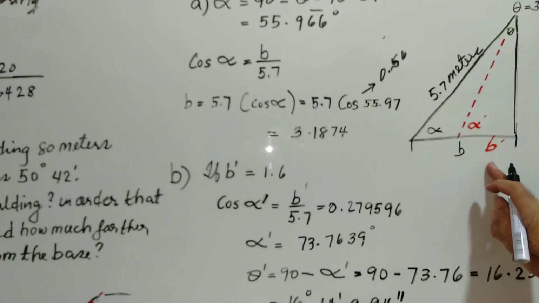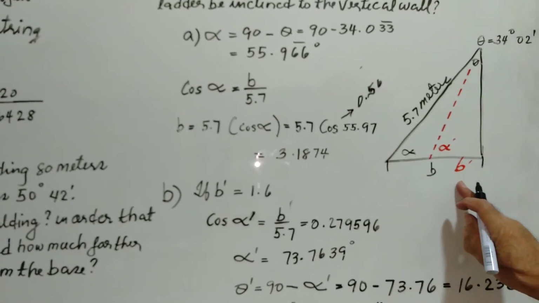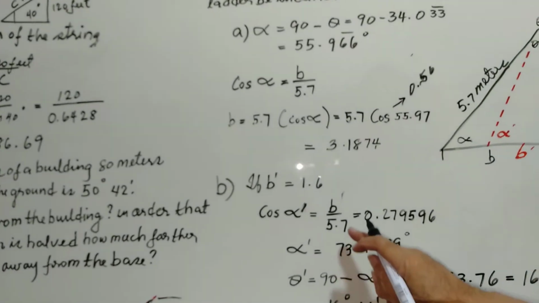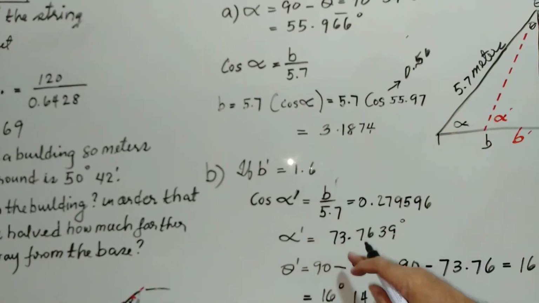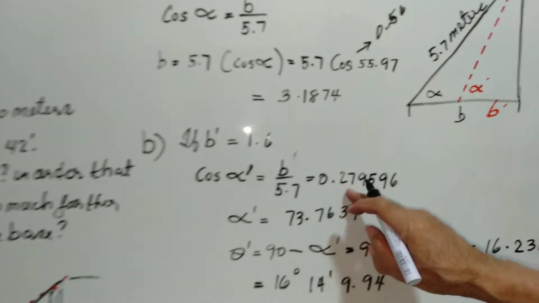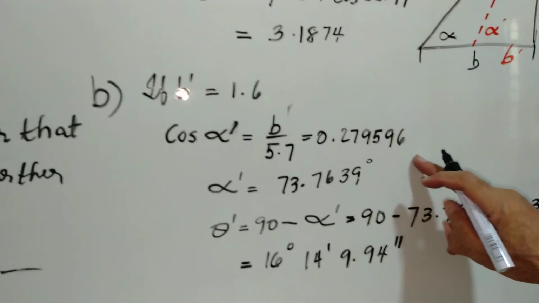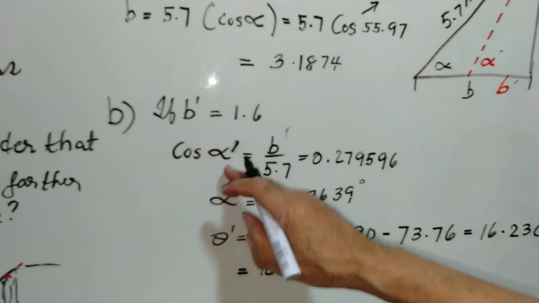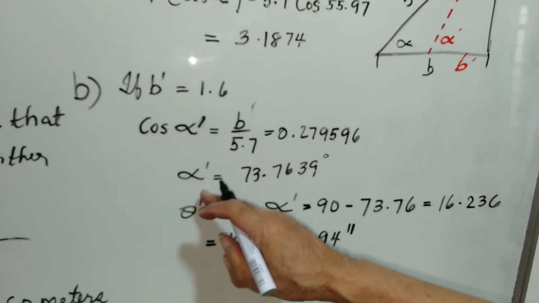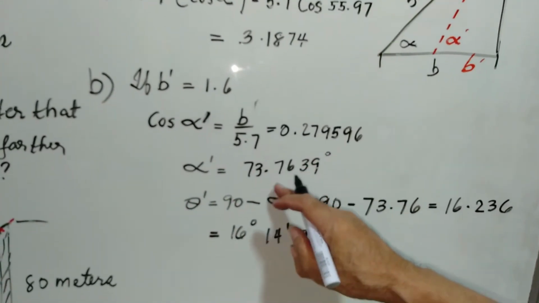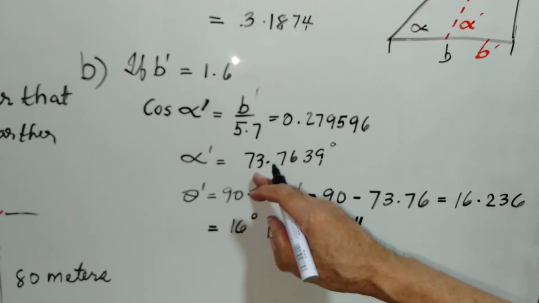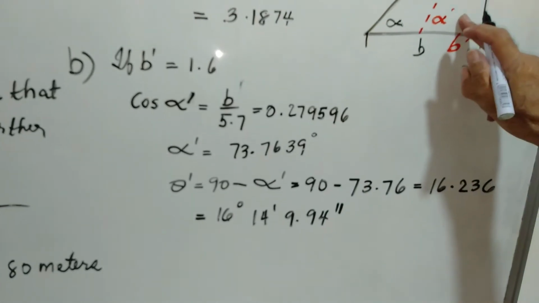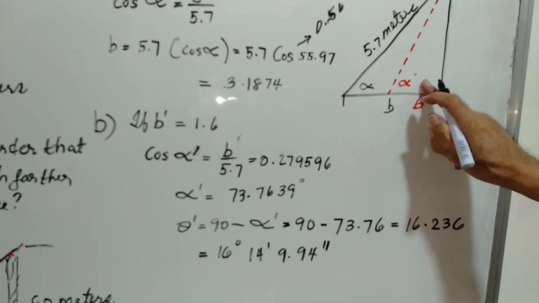So B prime is 1.65, divided by 5.7, is approximately equal to 0.279596. So we get the value of cosine alpha prime. So we're going to get the value of the angle 73.7639 degrees. So alpha prime here is equal to 73.7639 degrees.